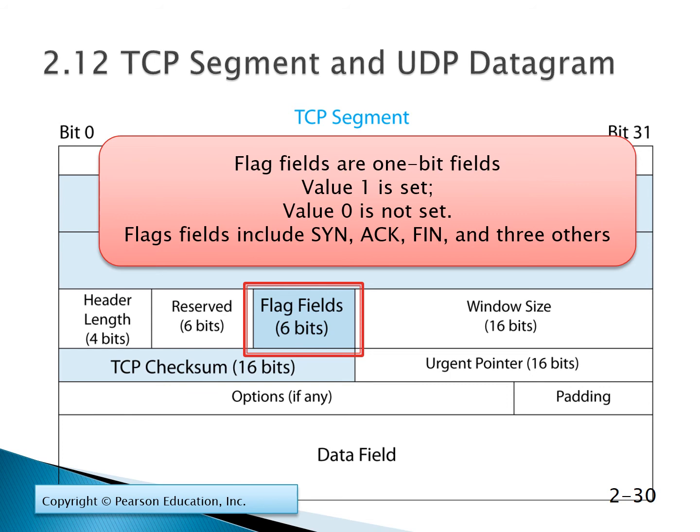And then we also have some other information like the header length and some bits reserved. There's also a flag field in the TCP segment. These are 1-bit fields. If the value is 1, that means this field is set. If it is 0, then it's not set. Some examples of the flag fields are the SYN, the acknowledgement, or the FIN, and there are 3 others. So if the SYN field is 1, then it's a SYN message. If it's 0, then it's not.